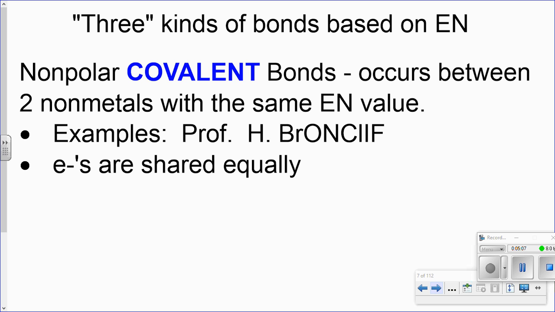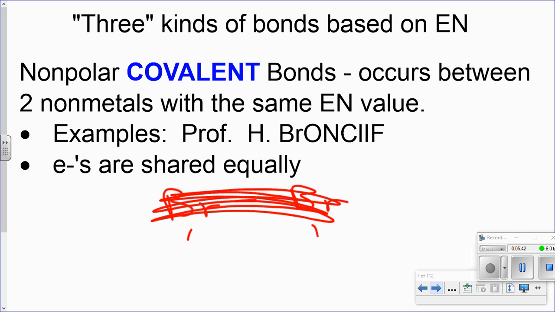The second category of covalent bonds is the nonpolar covalent bond. This occurs between two nonmetals with the exact same electronegativity value. These tend to be like a twinning type effect. So think of Professor HBrONCl, H2, Br2, O2, N2, etc. This is where the electrons are shared equally, so they go back and forth across that bond between the two. For example, if we take a look at Br bonded with Br, these are exactly the same, the left and right bromine. So the electrons go back and forth across here, and they don't prefer one or the other.